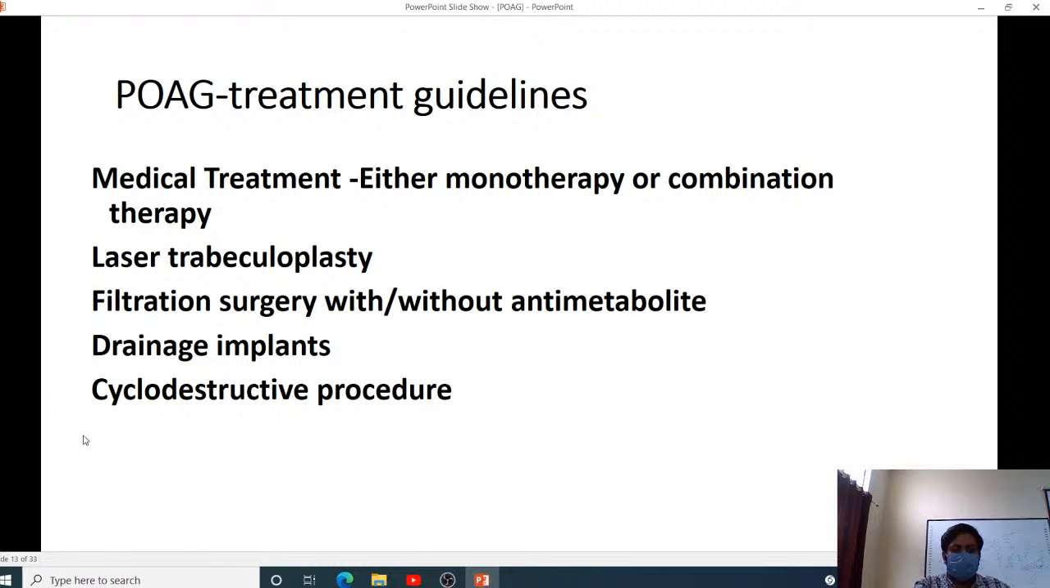If it is not controlled with cyclodestructive surgery also, then the next step is retrobulbar alcohol injection. If the patient is not controlled with that also, you have to do enucleation or evisceration. So enucleation or evisceration is always the last option.